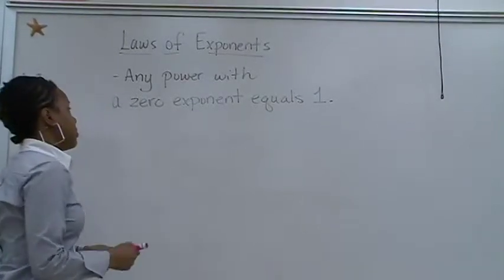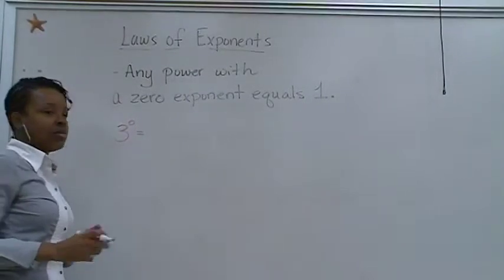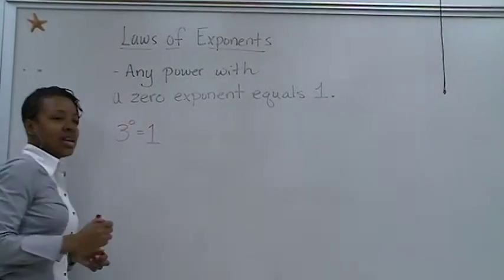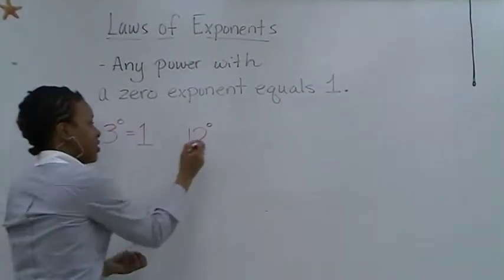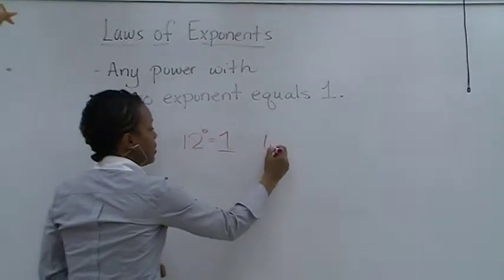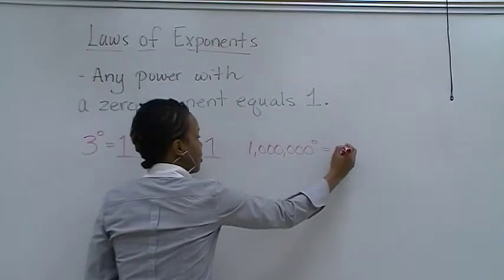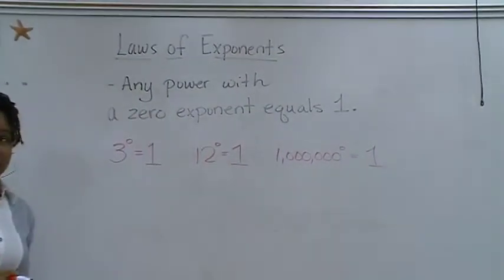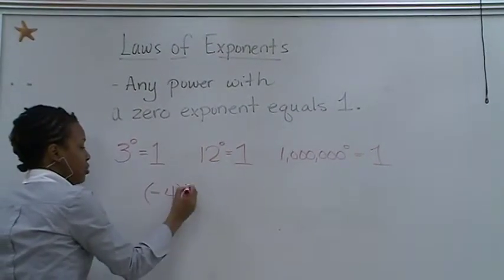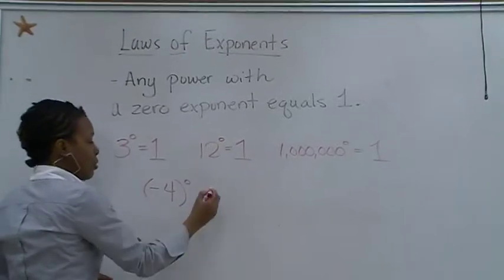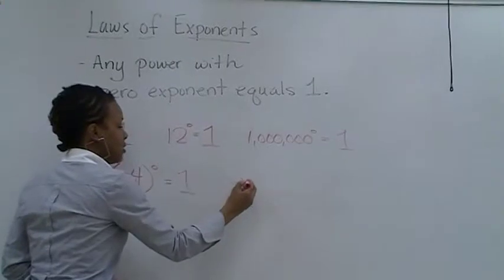So let's do some examples. If I have 3 to the 0 power, what does that equal? 1. It's not a trick question. If I have 12 to the 0 power, what does that equal? 1. If I have 1 million to the 0 power, what does that equal? 1. Make sense? If I have -4 to the 0 power, what does that equal? 1. Okay, so no matter what it is, if I have x to the 0 power, what does that equal?